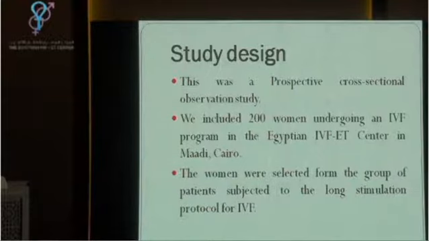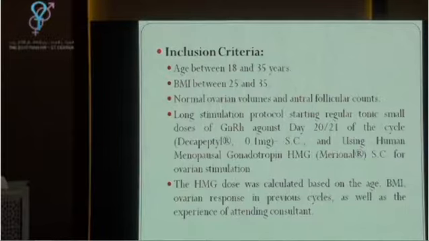The women were selected from the group of patients subjected to the long stimulation protocol for IVF. We included women between 18 and 35 years with a body mass index of 25 to 35, normal ovarian volume and normal antral follicle counts. We included patients undergoing long stimulation protocols using tonic small doses of GnRH agonist and using human menopausal gonadotropin.